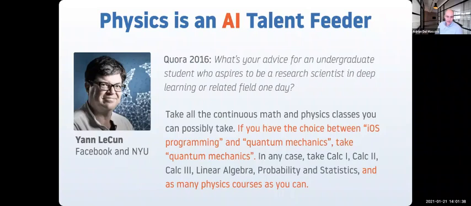I like this one. Yann LeCun is another big guy in the world of machine learning. And someone in computer science asked him a couple of years ago, "What's your advice for an undergraduate student who aspires to be a research scientist in deep learning or other related field?" And he says, "Take all the math and physics classes you can possibly take." So, basically, if you had to choose between iOS programming and quantum mechanics, take quantum mechanics. That makes me feel good as a physicist. Quantum mechanics is useful in machine learning.